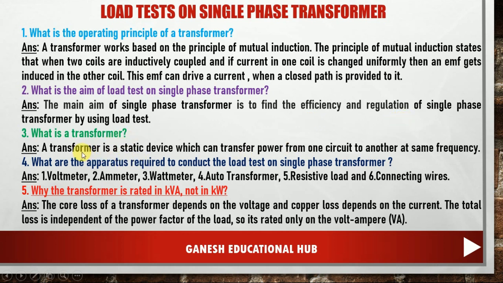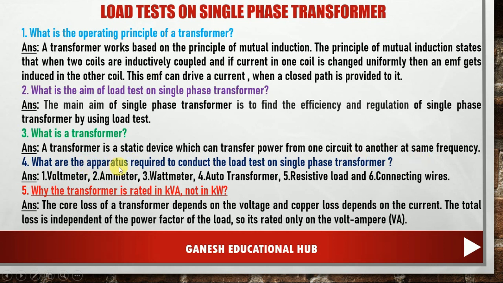What is a transformer? A transformer is a static device which can transfer power or energy from one circuit to another circuit at the same frequency. Same frequency means without changing any frequency. Here, transformer means we transfer power or energy from one circuit to another circuit without changing the frequency. This is the transformer.